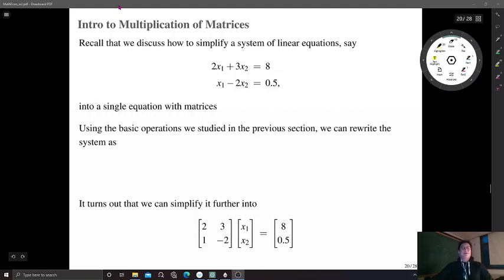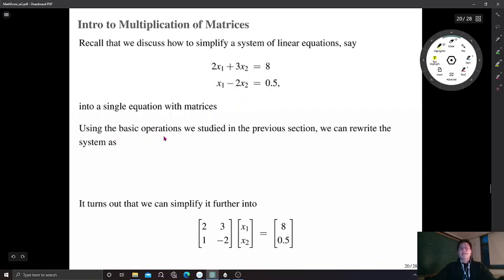All right, this is going to be the last video of the second week. In this video, I'm going to talk about how to multiply two matrices. So we are discussing how to simplify a system of linear equations into a single equation in terms of matrices, right? So suppose we have this linear equation system, having two equations and two variables, all right?